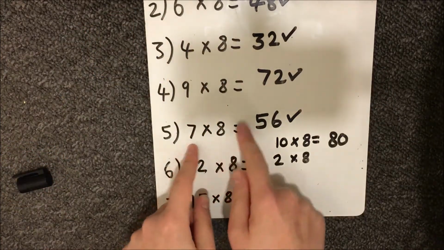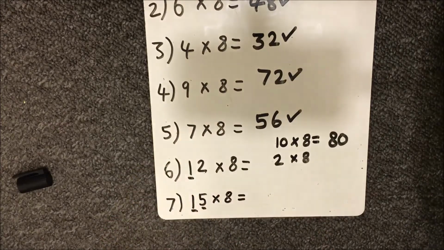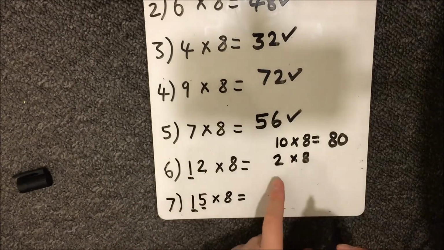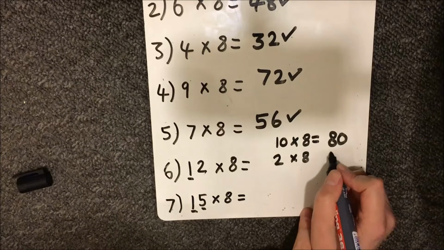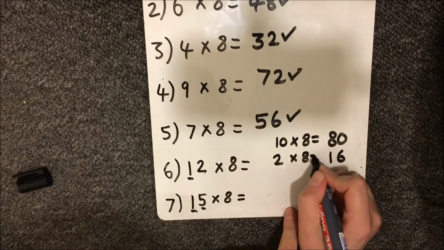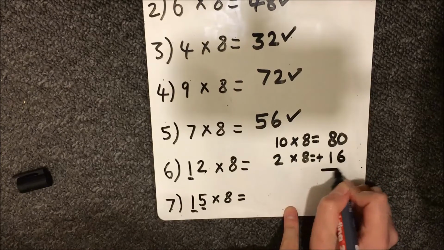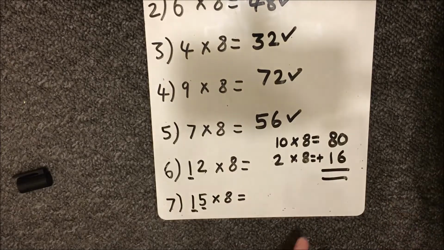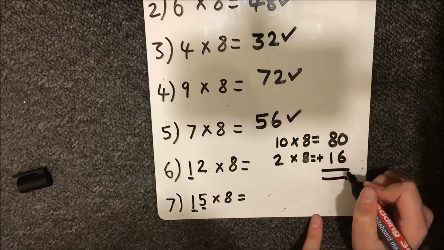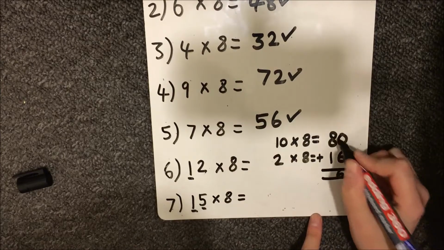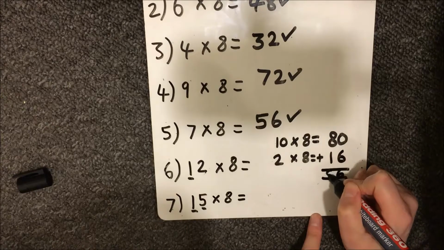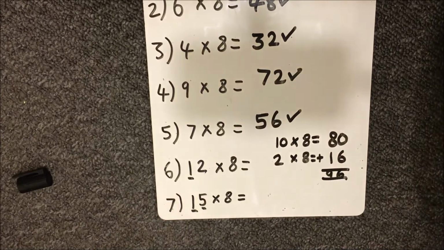Remember, with times tables, you can switch them round and still get the same answer. Now I can do 2 times 8, which I know is 16. And then I add them together. We can use our column method even here. 0 add 6 is 6. 8 tens add 1 tens is 9 tens, which makes 96.